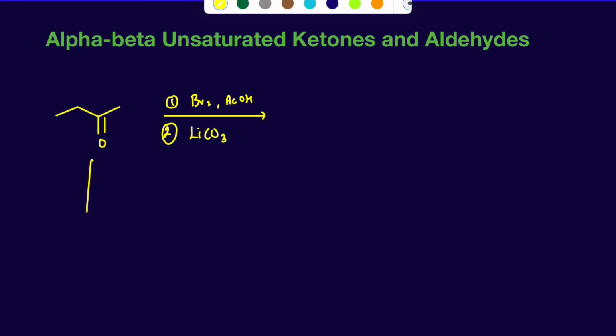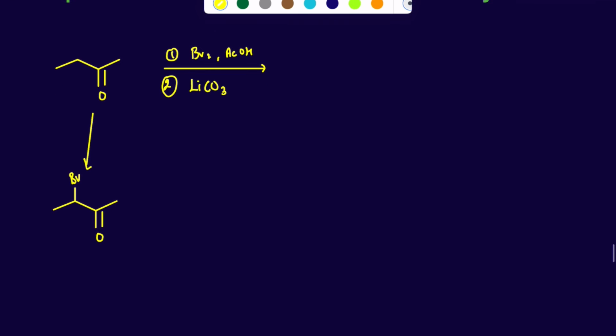So in the first step, I would have a halogen installed on the left side, because that's the more substituted carbon. You would make a more stable enol in that. And in the second step here, you just do an elimination.